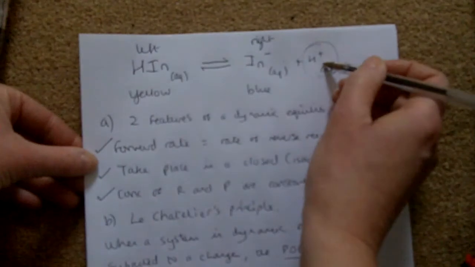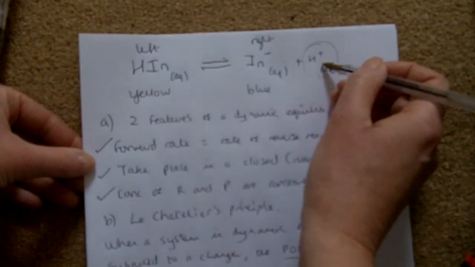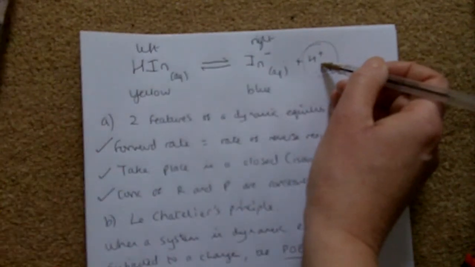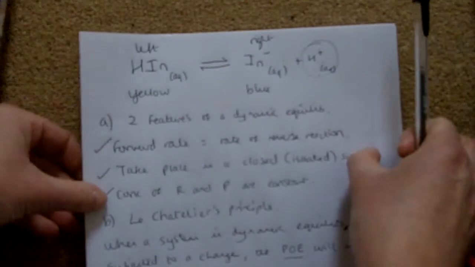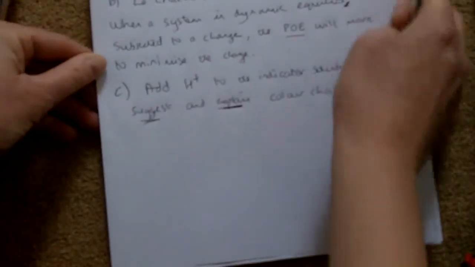So you add acid, not an equilibrium anymore. Le Chatelier's principle states that the equilibrium will move to minimize the change. It'll move to the left. The colour yellow is on the left. Okay, so you just need to write that down.